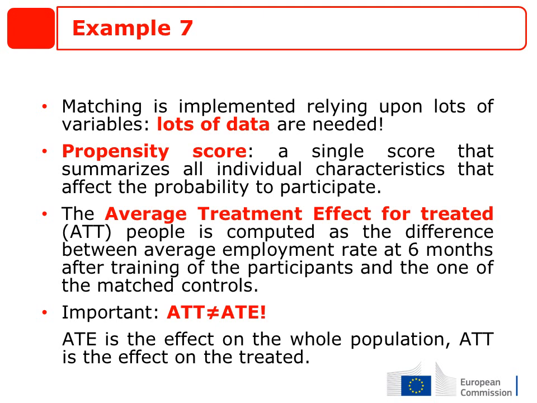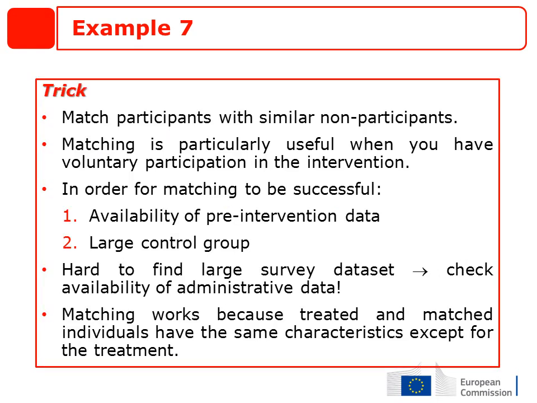This is called ATT. Note that ATT differs from ATE. ATE is the effect on the whole population. ATT is the effect on the treated part. In this case, the trick is to match participants with similar non-participants.